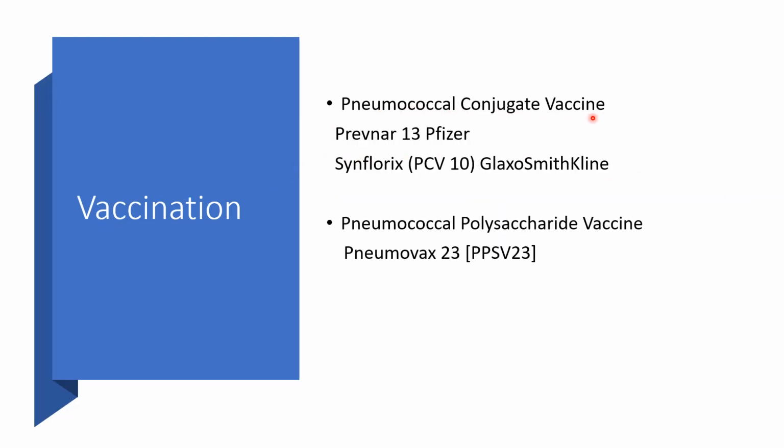A pneumococcal conjugate vaccination, that is Prevnar 13 from Pfizer, or Synflorix, PCV 10 from GlaxoSmithKline. Pneumococcal polysaccharide vaccine, that is Pneumovax 23. This is the conjugate vaccine, and this is the polysaccharide vaccine, PPSV23. Those are the two types for pneumococcal vaccination. The conjugate vaccine, if it's from Pfizer, is going to bear the name Prevnar, and it's going to have 13. Synflorix is from GlaxoSmithKline, and we have 10. But the polysaccharide will be Pneumovax 23.